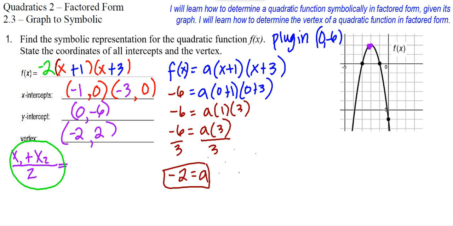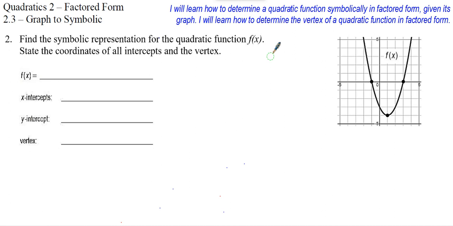Okay, let's have another example. Example number 2. Find the symbolic representation for the quadratic function. State the coordinates of all intercepts and the vertex.